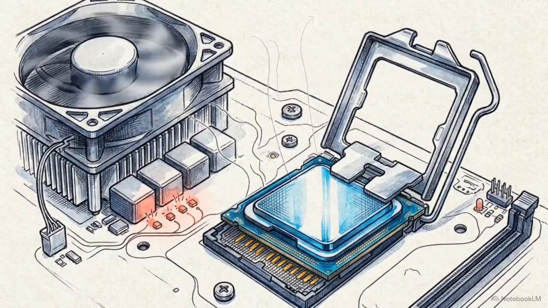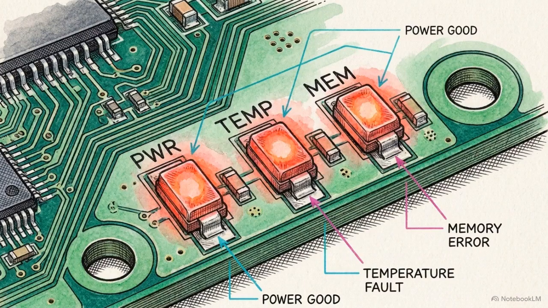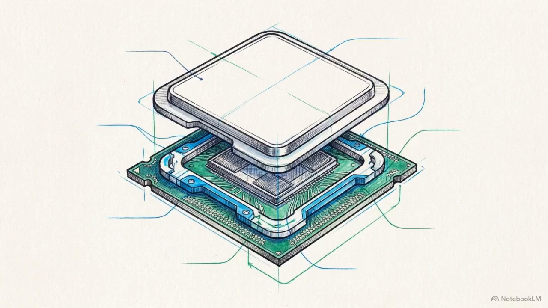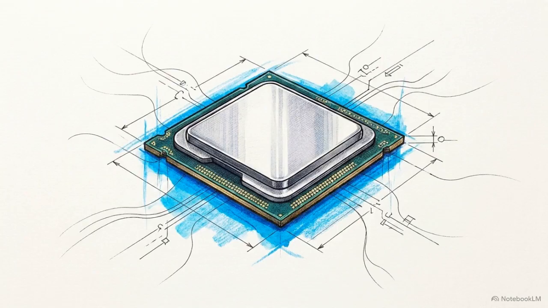Instantly, the board throws warning indicators for power, thermals, and memory. The system halts. A modern central processing unit is capable of executing billions of instructions per second, but it is a strictly dependent processor. It cannot function in a vacuum.